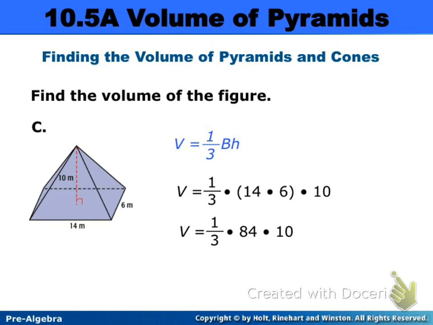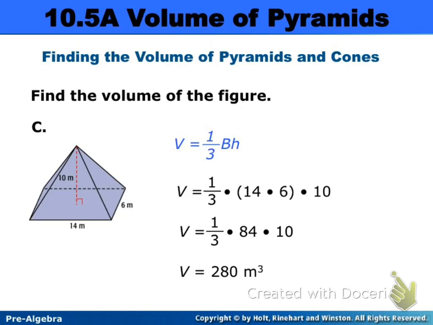When you multiply, you would take 84 times 10 and divide by 3. So everybody try that in your calculator. Try to get it to multiply out. Okay, so after you multiply, you would take 84 times 10, which is 840. You would divide that by 3 to get 280.